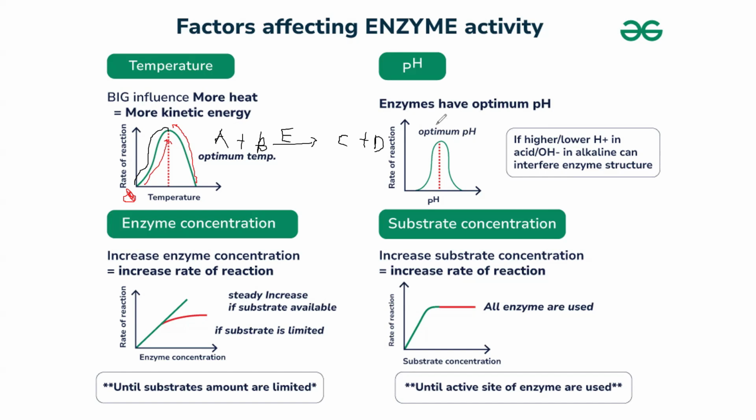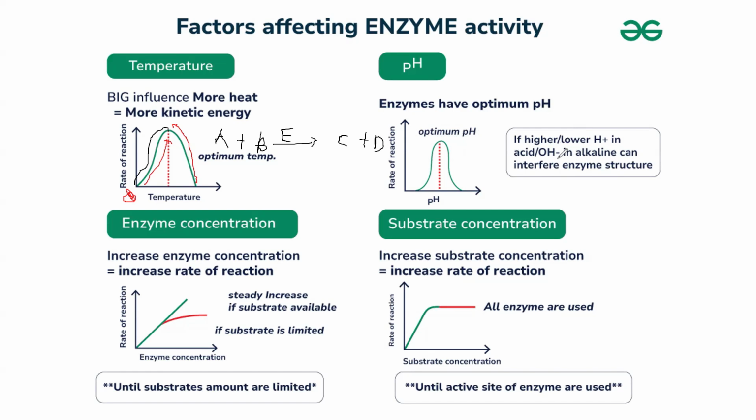So if you have such conditions, generally as you are increasing the pH, the rate of the reaction also tends to increase. As the rate of the reaction increases with an increase in pH, it will also come to an optimum pH, where the enzymes work best. So if there is a higher or lower hydrogen ion concentration, that is in acids, or OH in alkaline bases, it can interfere with the enzyme structure. So it depends on the pH and the types of the enzymes.